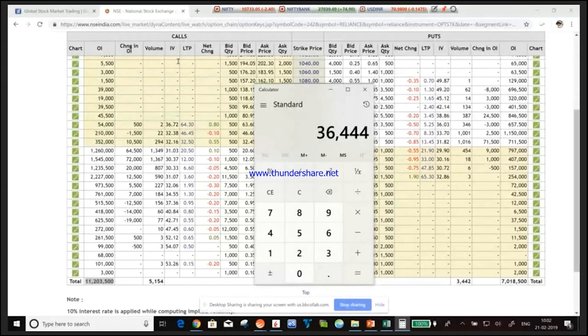What is LTP, Arun? Last traded price. No, significance is that's how our volatility analysis will be done, right? Prem. So those who do not have the IV tool will refer to these values.